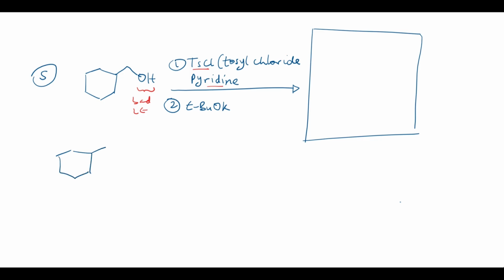So essentially, we will treat this with the first reaction, which is tosyl chloride and pyridine. The alcohol will get converted to tosylate. Next, we have to react this tosylate with potassium tert-butoxide in the second step.